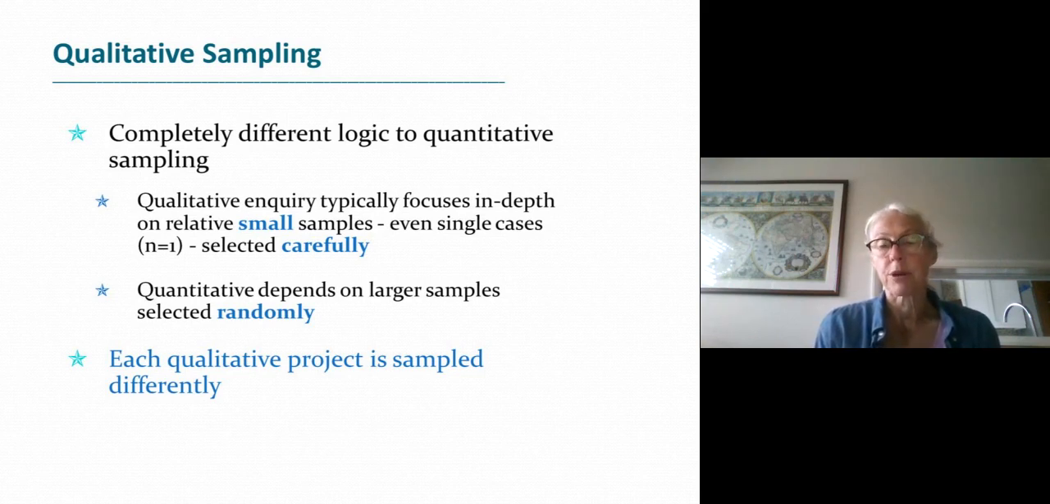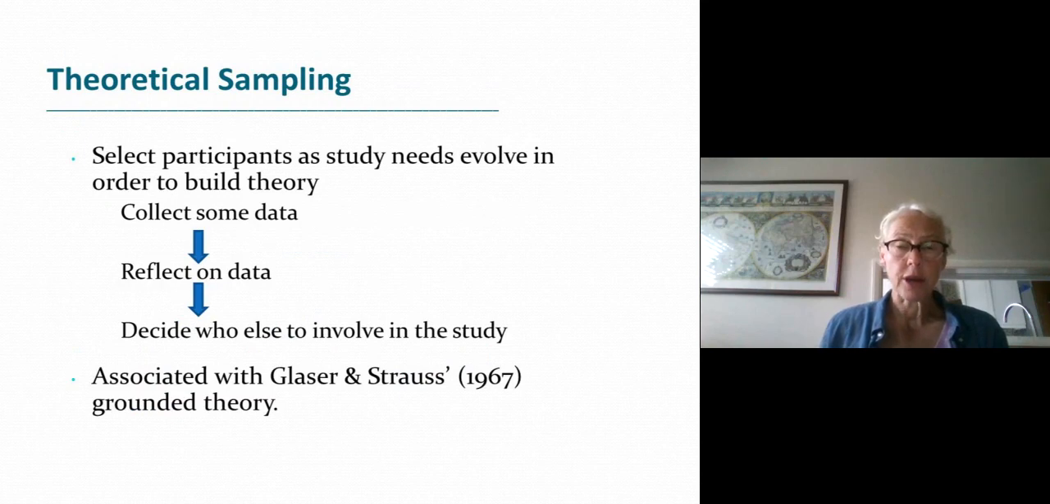And one thing to bear in mind is that each qualitative project will be sampled differently. And actually, to a large extent, while there are strategies you can apply, you need to carefully justify and explain what you have done. So I'm going to run through now some different types of qualitative sampling that you'll come across in the textbooks. There are plenty of other kinds that will be mentioned, so this isn't a complete list by any means.